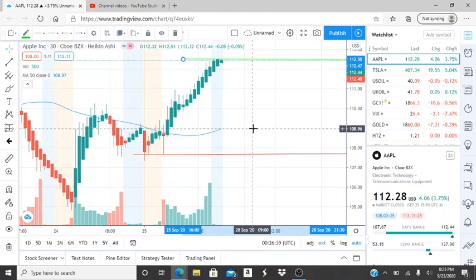The 50-day moving average is 108.97. Let's see if I can land on that exactly. It's on 98 and 96, but it's 108.97. The 50-day moving average is so important. As long as we're above it, the bulls are in full health. And as soon as we're below it, the bears are starting to gain control.